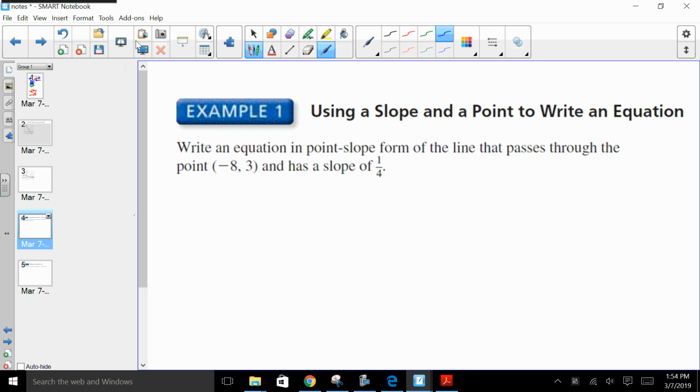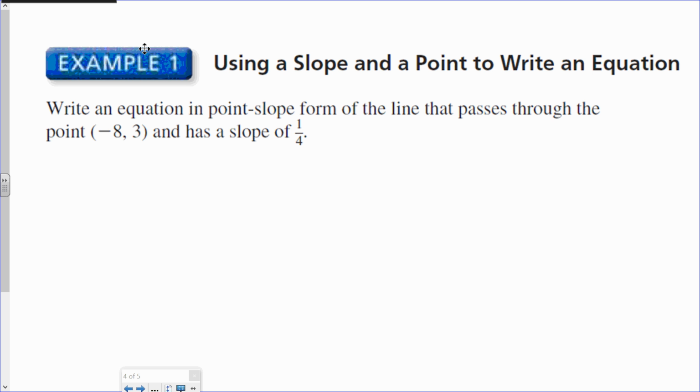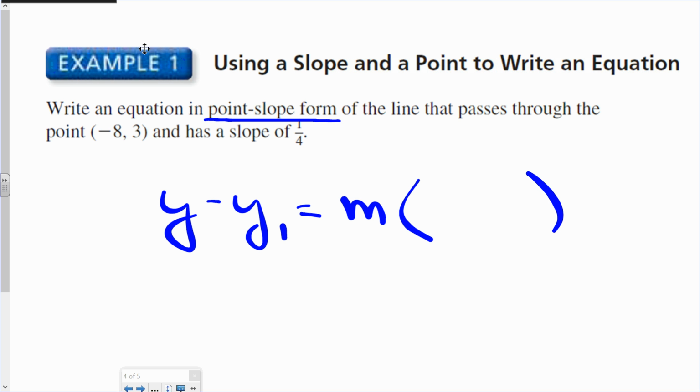For an extra stamp, and some of you are in desperate need of stamps these last 2 days, can someone give me what's point slope form? What is point slope form? Good. That's function form. Very close. I need point slope form though. y minus y1 equals m parentheses x minus x1. Thank you. Let's put in that form.